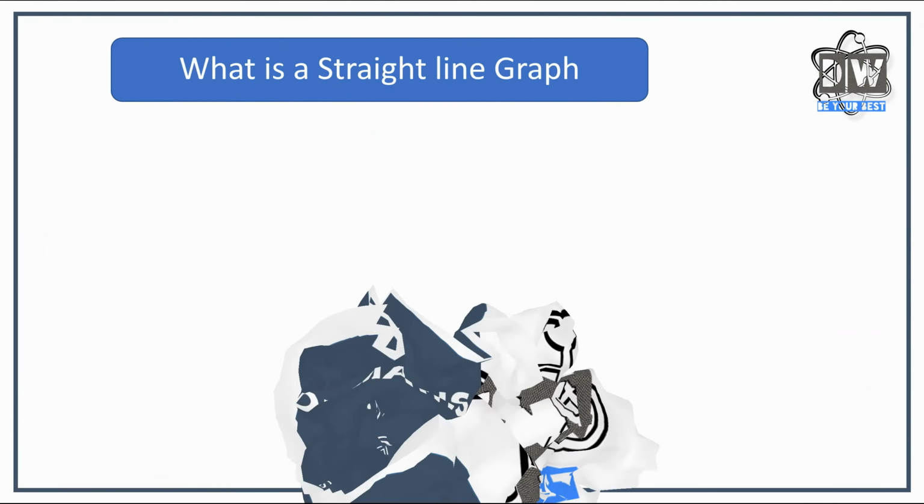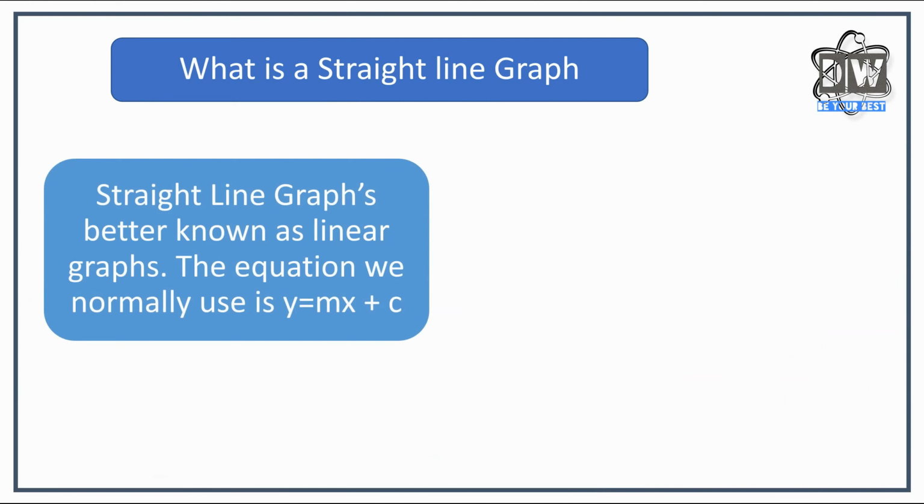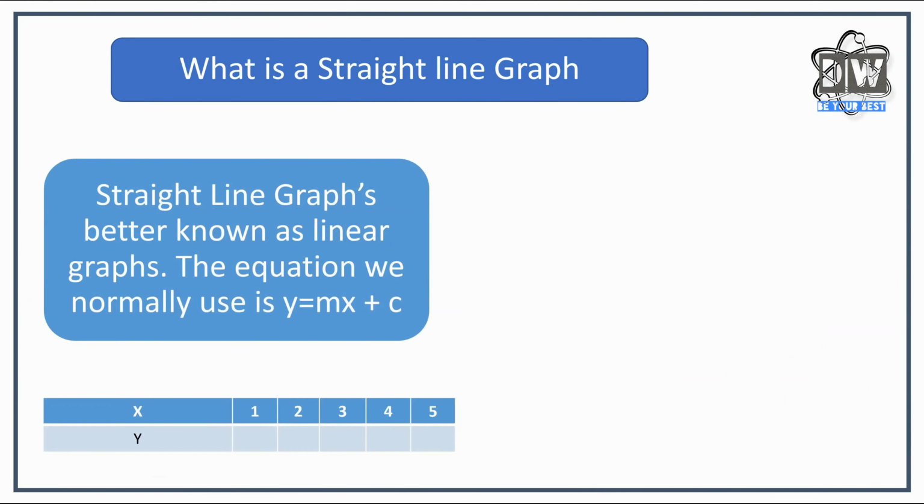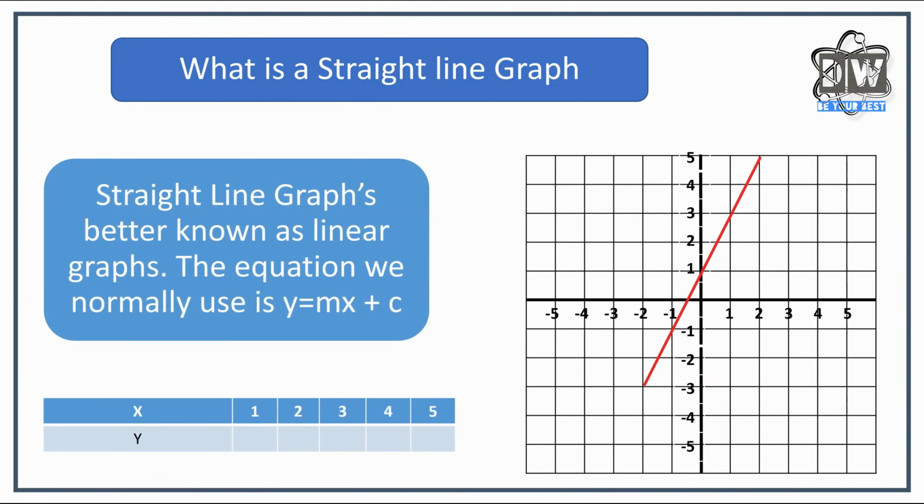So let's go over what is a straight line graph. We've done this many times. Straight line graphs are known as linear graphs. The equation we normally use is y equals mx plus c. Here's an example. We often use tables, and today a table would be really, really beneficial. So just write out a table each time, and it will really help you moving forward.